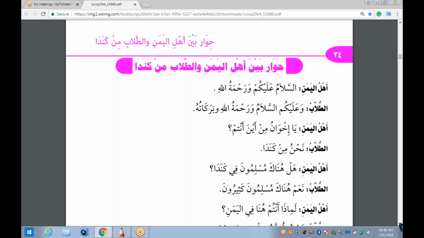Oh, brothers, where are you from? So now brothers has 2 jama'. You have ikhwa and ikhwan. Brother has 2 jama's. What is the difference between the 2? Like we have for the sheikh, shuyukh, mashayikh. How can a word have 2 jama's?